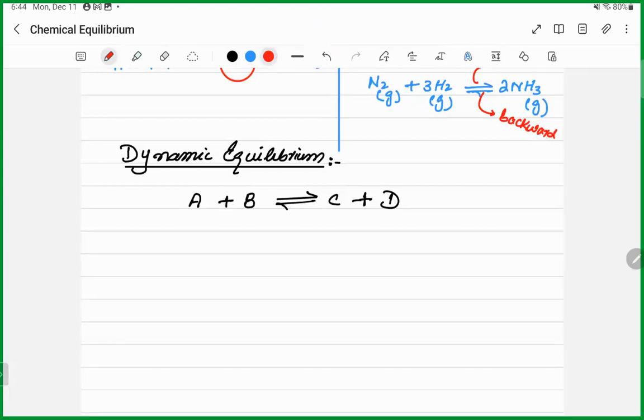As time proceeds, जैसे जैसे time गुजरता जाएगा, reaction होता जाएगा, the rate of forward reaction decreases, and in a similar way the rate of backward reaction increases. So at time zero, when you just added reactants A and B, the rate of forward reaction is maximum and the rate of backward reaction is zero. और जैसे जैसे time बढ़ता रहेगा, the rate of forward reaction decreases because the reactants are getting used up. Rate of backward reaction increases because product form होती जा रही है, and there is a condition at which the rate of forward reaction becomes equal to the rate of backward reaction.